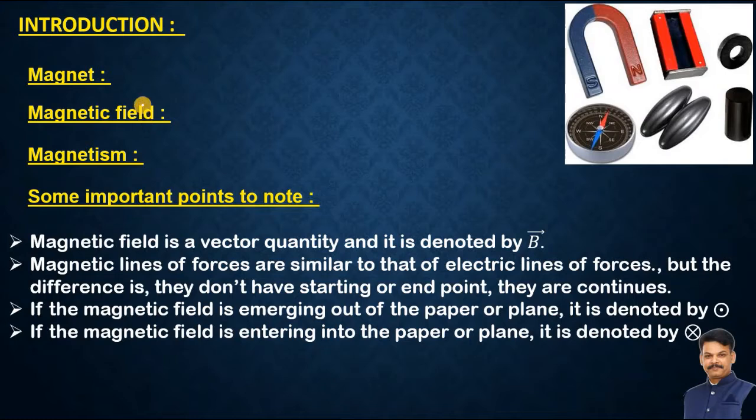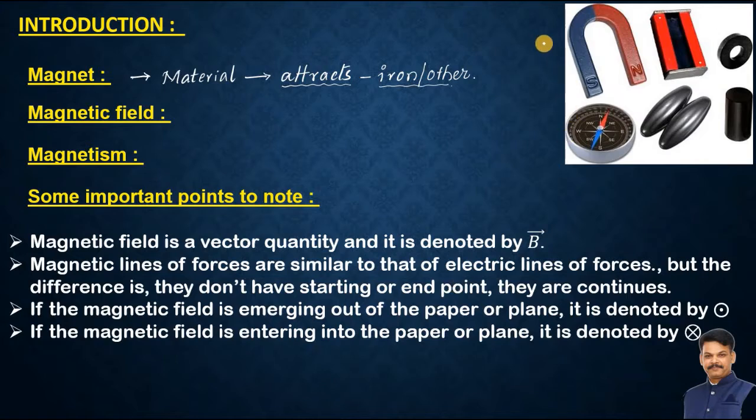A magnet is a material which can attract iron or iron-like substances. The material which attracts iron or iron-like substances is called a magnet. Because of this property, that is the property of attracting iron-like substances, it is used in various areas.